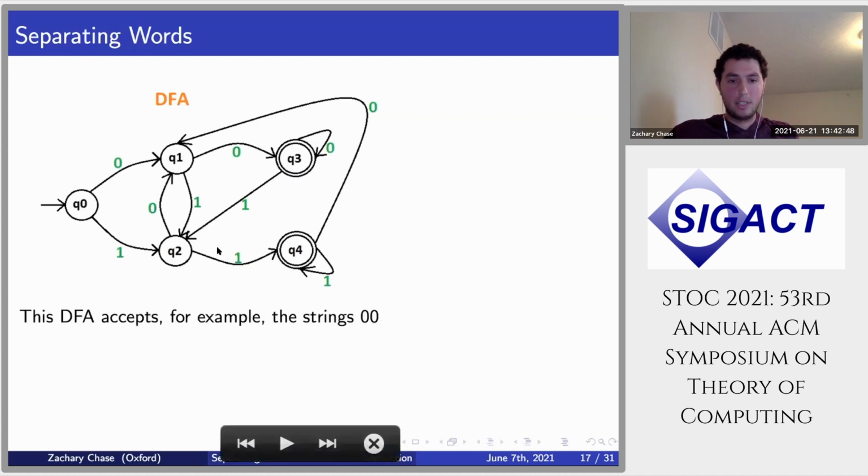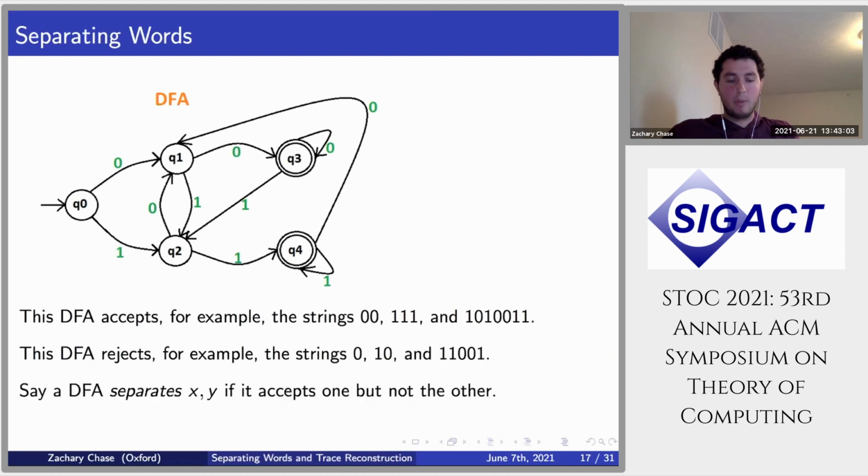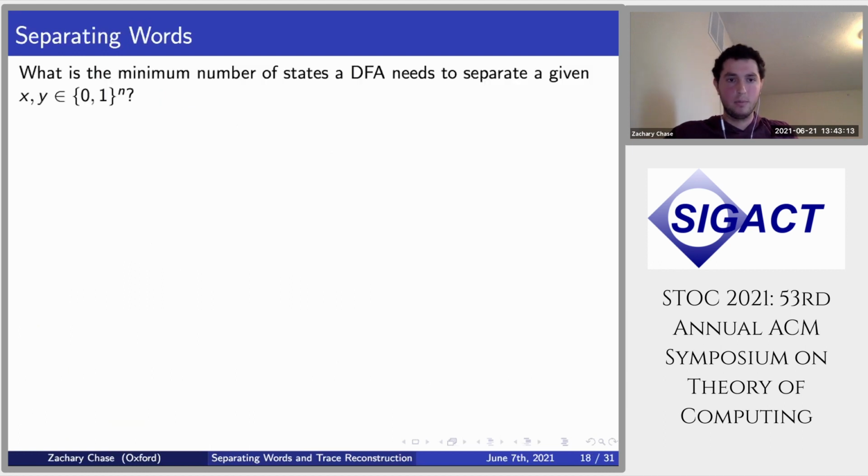So okay, this DFA, for example, accepts the string 0, 0 because you end up at Q3. It also accepts 1, 1, 1. And it rejects the string 0, for example, because you end up at Q1, which is not an accept state. And similarly, it rejects 1, 0. And we say that a DFA separates X and Y if it accepts one, but not the other. So the above DFA separates 0, 0 and 1, 0 because it accepts 0, 0, but rejects 1, 0.